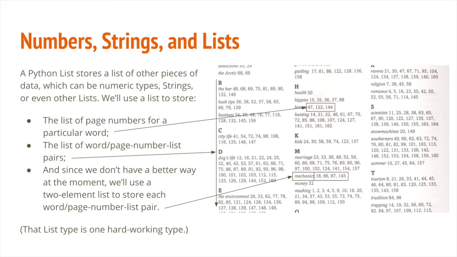And we'll also use a list because we don't have a better way at the moment. We'll use a list to store each word page number list pair. We'll use a 2-element list. So the first element of the list is the word, like mechanic. The second element of the list is the list of page numbers: 18, 66, 87, 145. The list is a very versatile type.